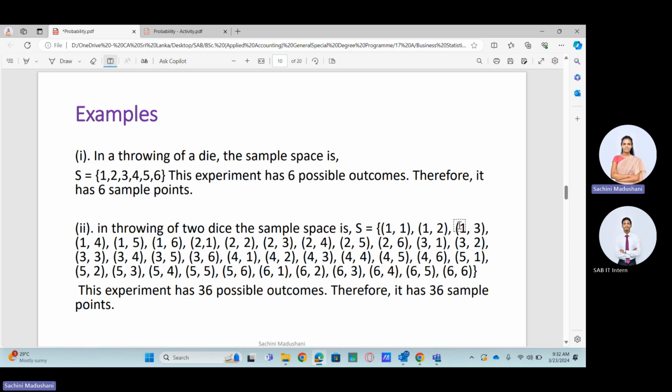Is it clear? When we roll 2 dice, what happens? Both can get 1. Both can get 2. Or one can get 1 and the other gets 2. These are the sample points. Is it clear? Okay.